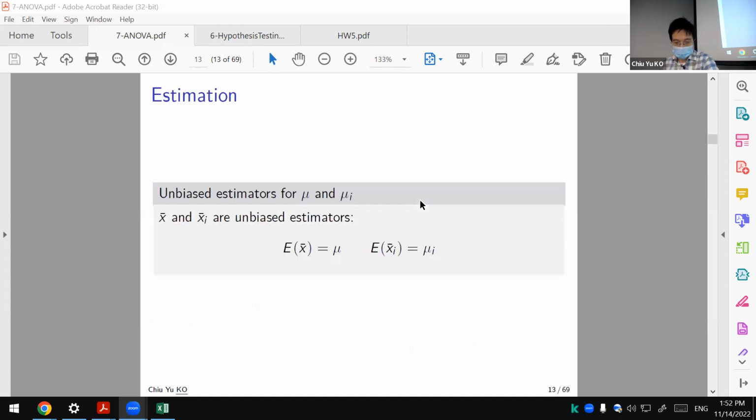And so as I said, these are the means, and I don't prove it, but they're unbiased estimators. If you want to estimate the grand mean in the population, then just use the X bar, right? If you want to estimate the group mean, then just use the sample group mean. Okay, I guess that's not a big issue here.